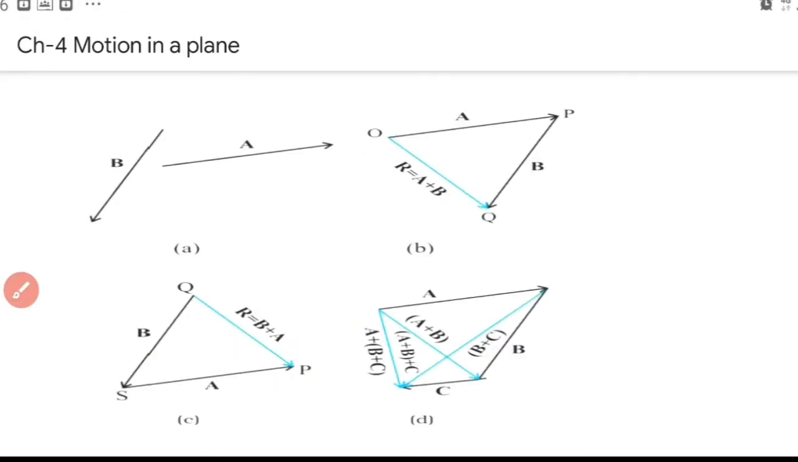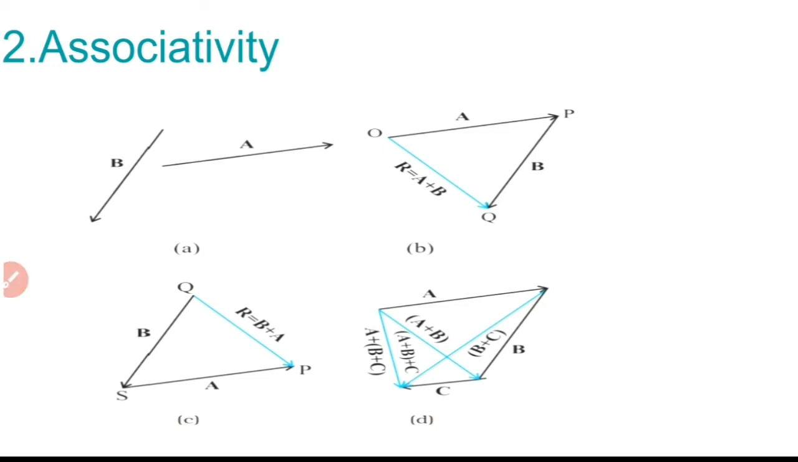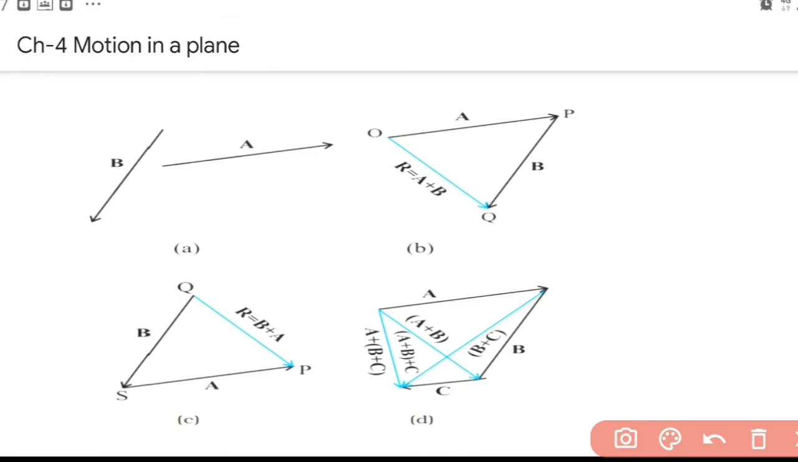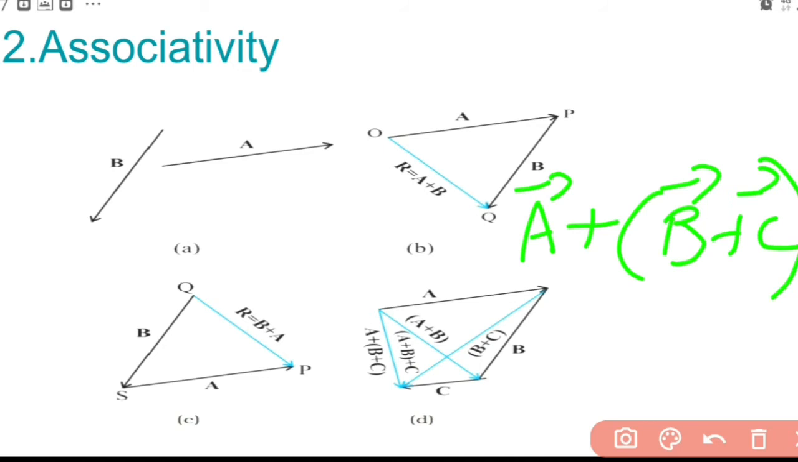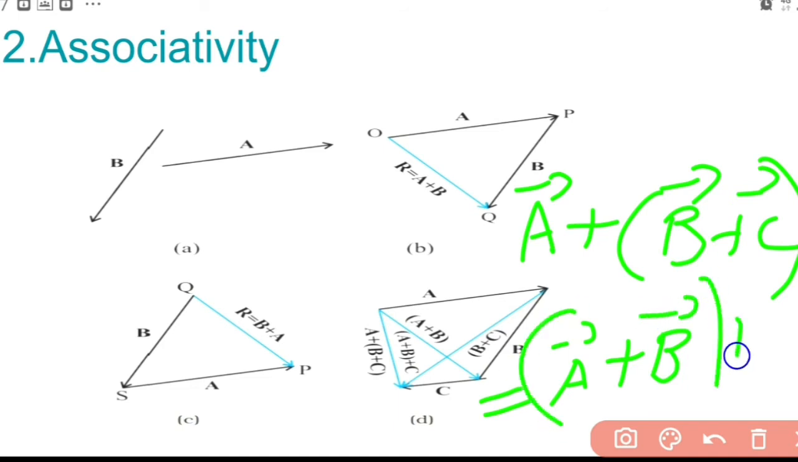Now coming to the next property, that is associativity. Vector addition is associative. What do you mean by vector addition being associative? It is very simple. It means vector A plus the sum of vector B and vector C, where the sum of B and C is added with vector A, is the same as the sum of vector A and vector B plus vector C.